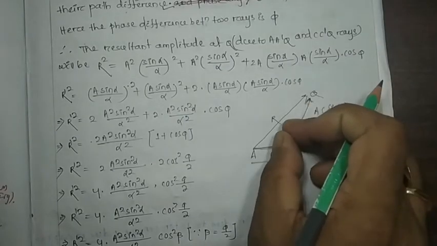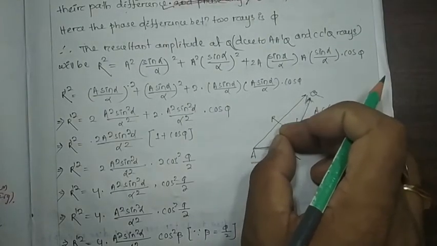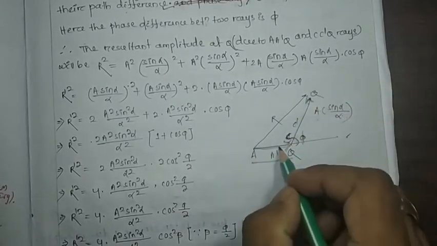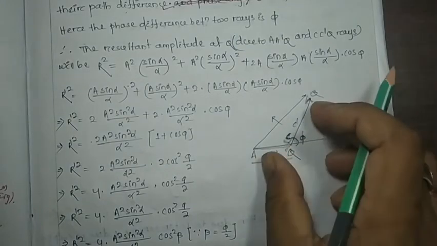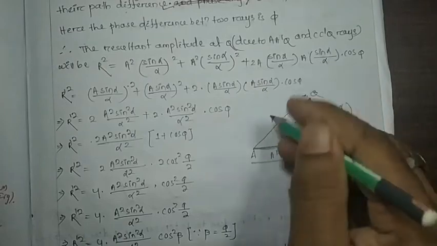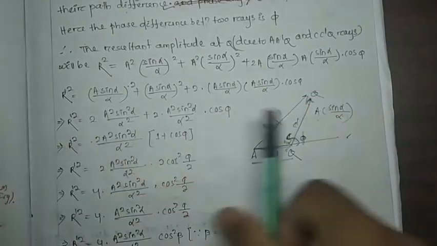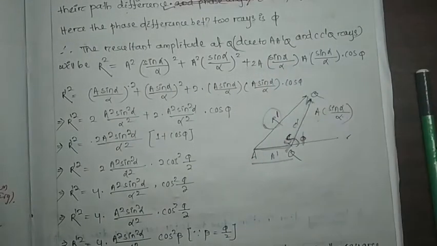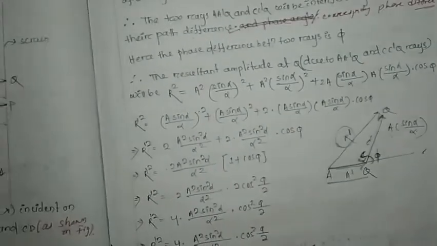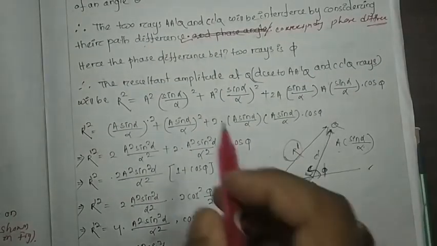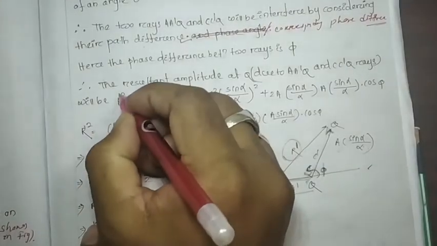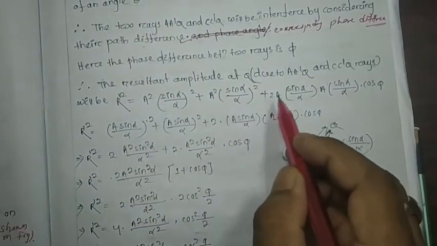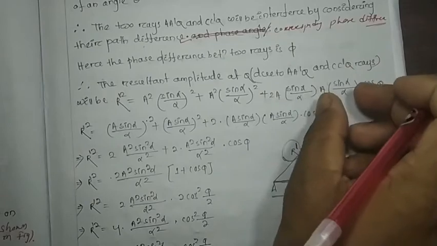If they add with each other, or interfere, physically we say they interfere, or mathematically, if these two vectors are added vectorially, this will be the resultant amplitude. Let that resultant amplitude be R dash. You have to change this to R dash. So how much will it be? The resultant R dash square will be this square plus this square plus 2 times this amplitude into cos phi.